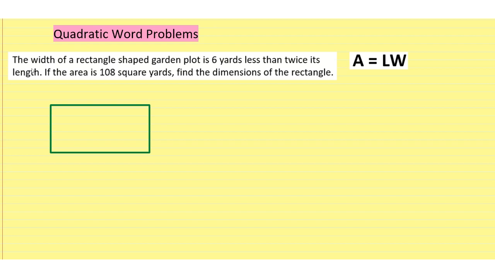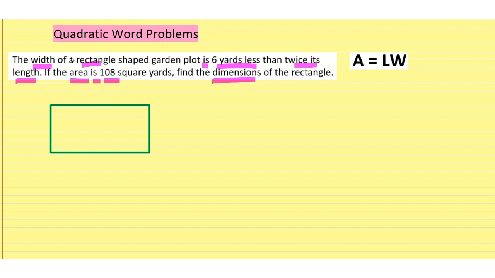Our problem says that the width of a rectangle shaped garden plot is 6 yards less than twice its length. If the area is 108 square yards, find the dimensions of the rectangle. Okay, so we need to look at our word problem first and try to convert it into math language.